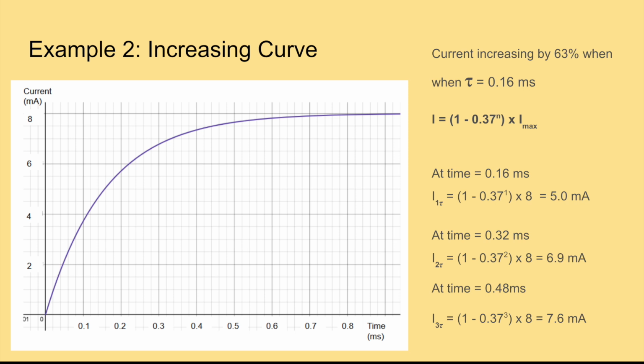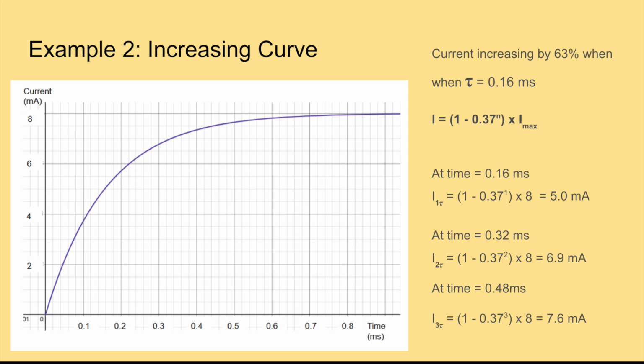Here we are with our second example, and this time we are looking at the current build-up in the circuit when the switch is closed. We can see that we have got a formula on the right. This one is our current is equal to bracket 1 minus 0.37 to the power n, where n is the number of time constants, times I max.